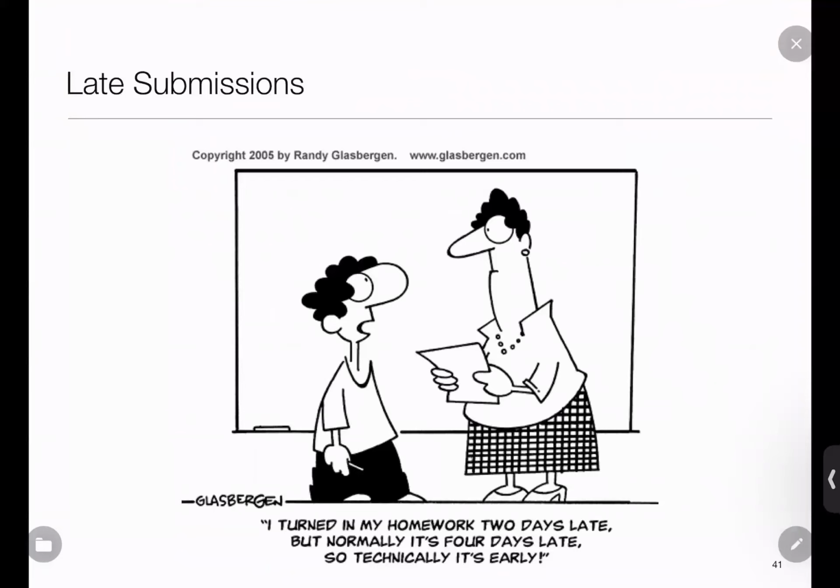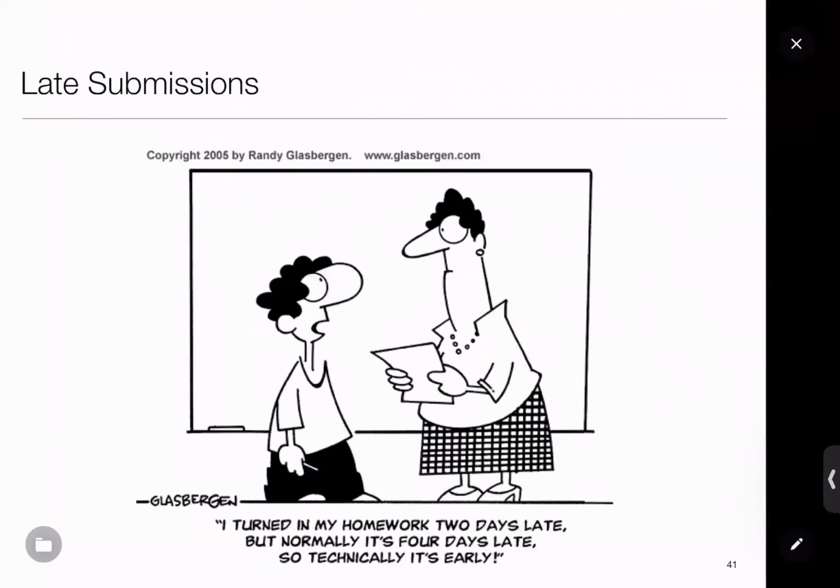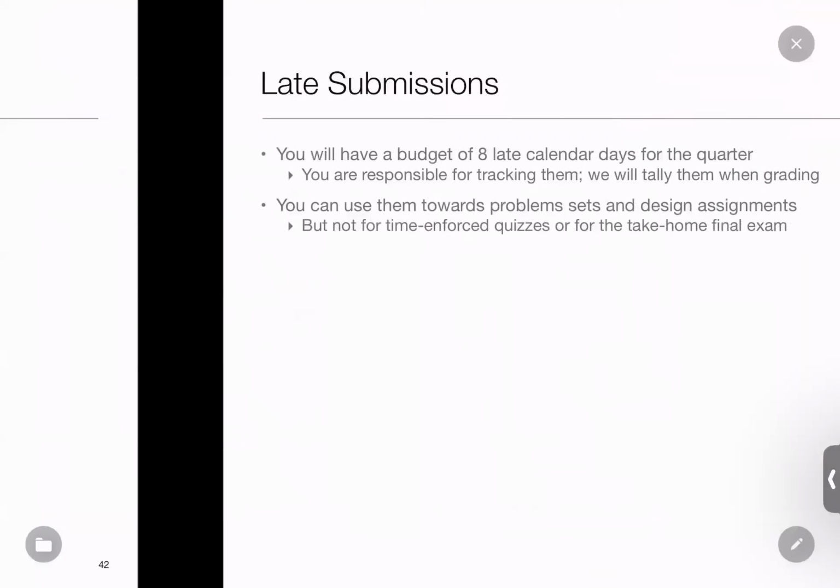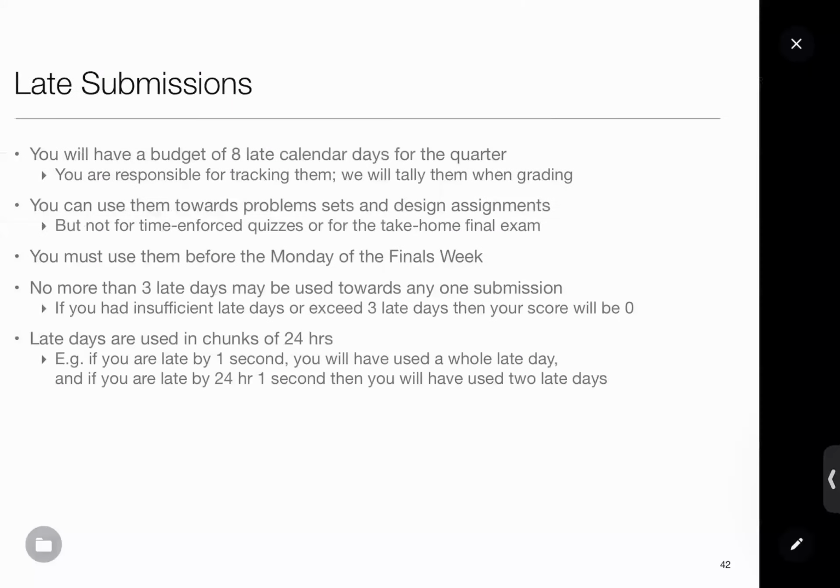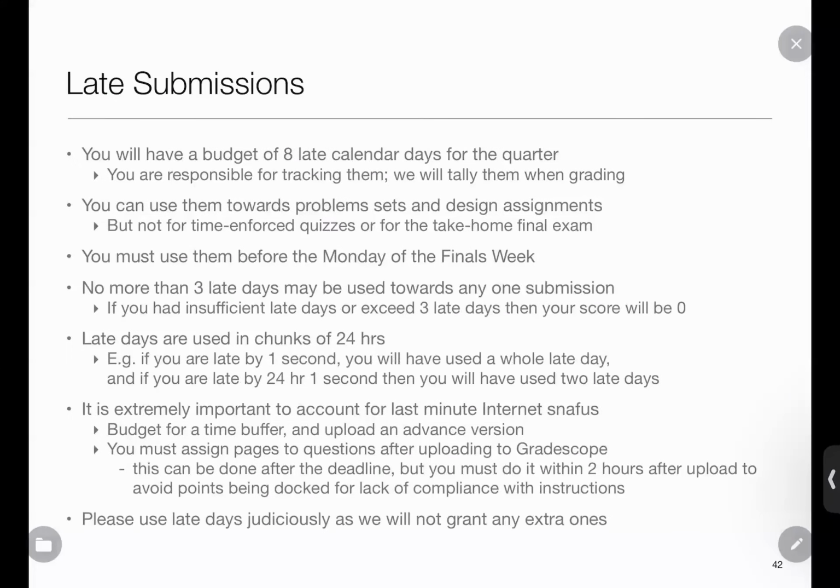Late submission, that's the other thing which comes up quite a bit. So, the late submission policy, I'm going to just scroll through rapidly. You will have a budget of 8 calendar days for the quarter. You are responsible for tracking them. We will have no way to let you know how many late days you have used at any given point in time. We just tabulate at the end. If you exceeded 8, then we are going to discard the rest.